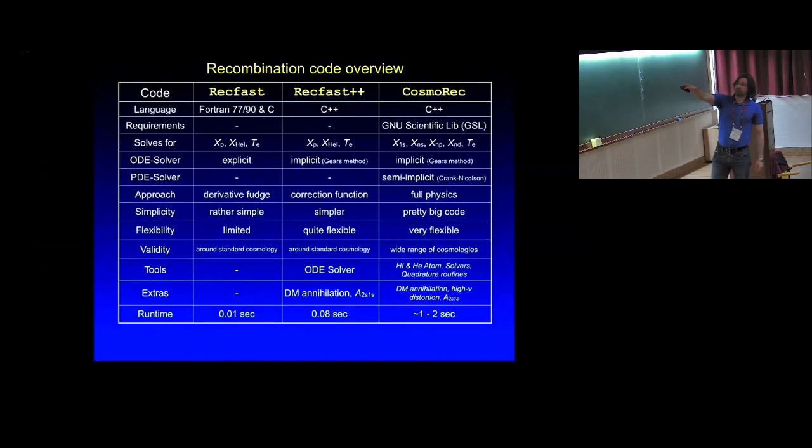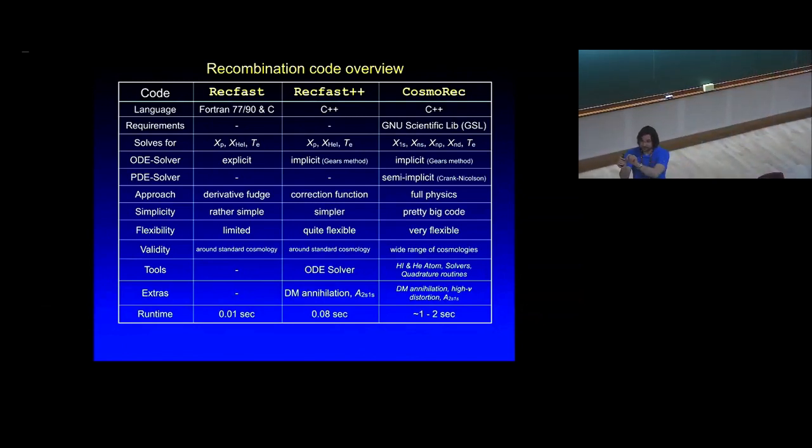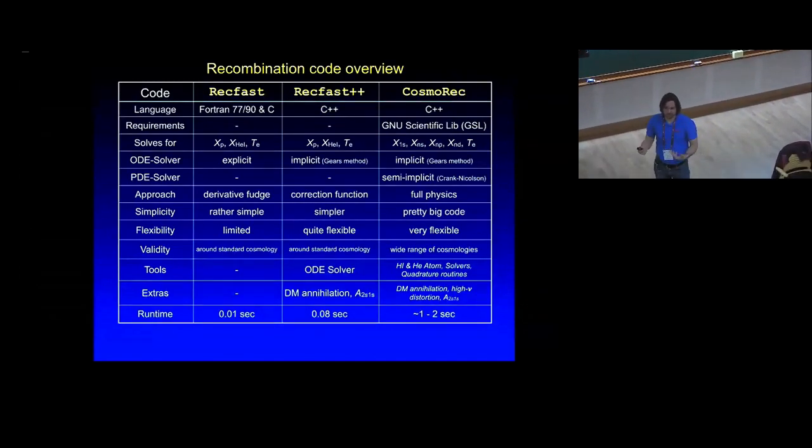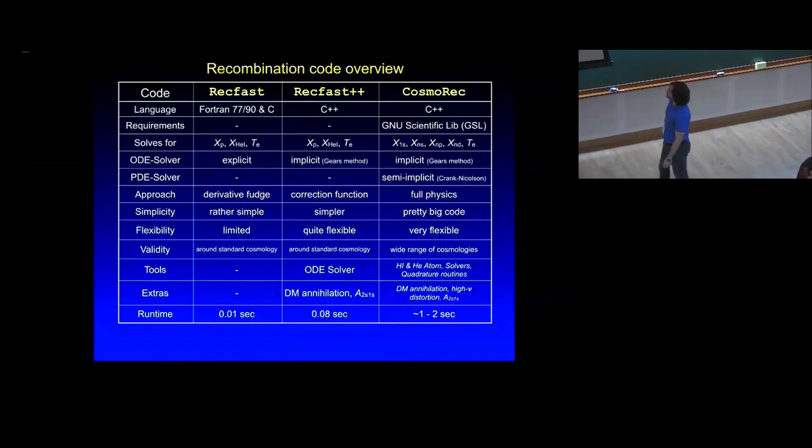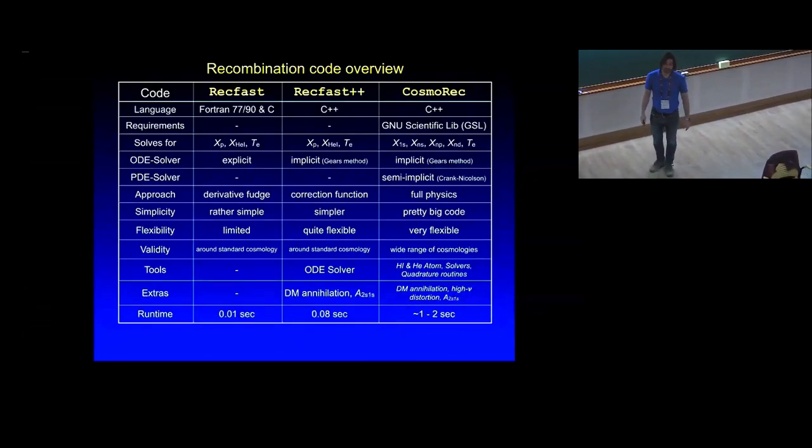The ODE solver in RecFast is an explicit solver, which makes it very cumbersome to use because the system you're solving is very stiff. With stiff systems, when you use an explicit solver, you have to take very small time steps. In fact, there are several switches inside RecFast, which allow you to use an analytic approximation that gets rid of the stiffness, and then you switch to the real ODE when it starts to become less stiff. The solvers in RecFast++ and CosmoRec are both implicit solvers, based on the Gear method, and so you don't need any switches anymore, of course.